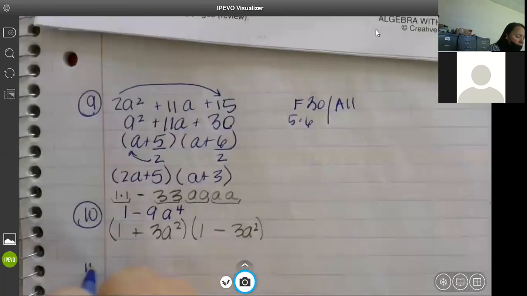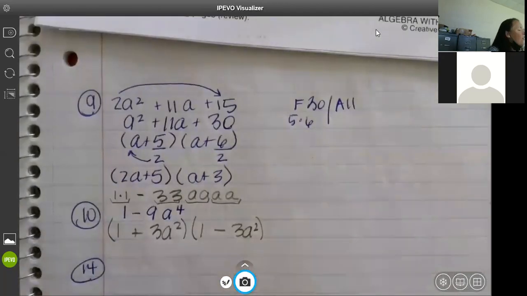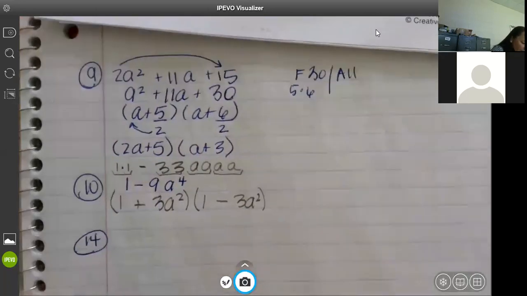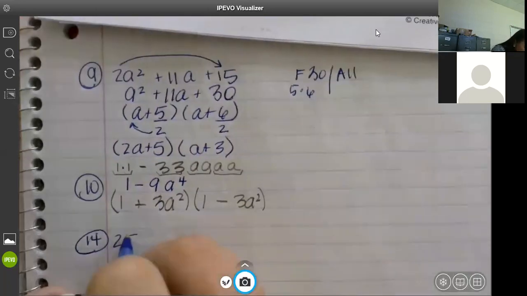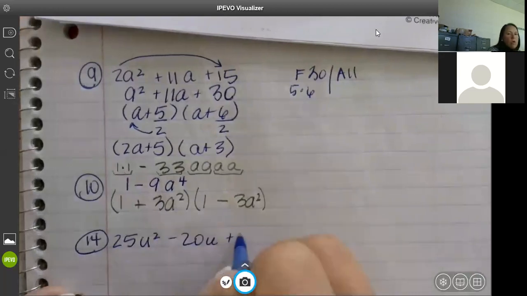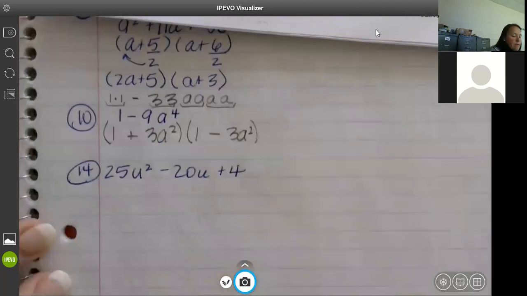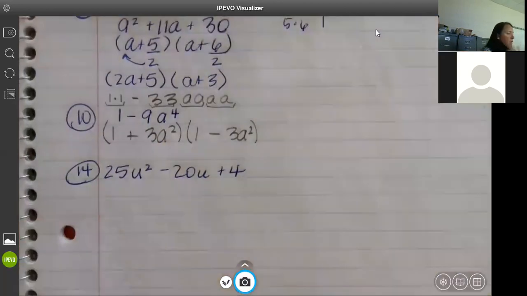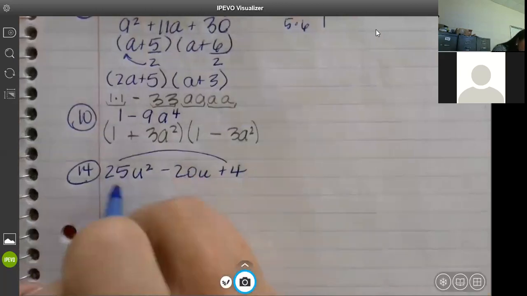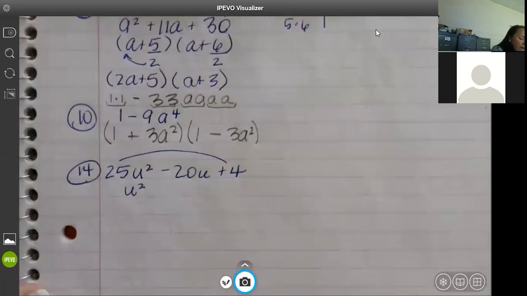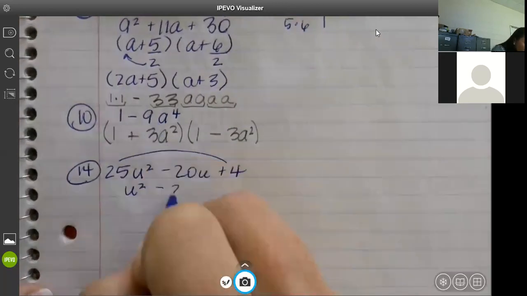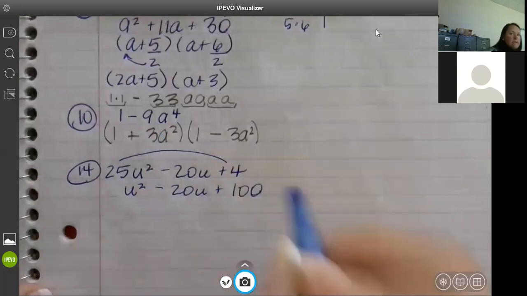All right, so we're going to go over 14. And again, just because they're larger numbers, 25u squared minus 20u plus 4. There's no GCF, I'm telling you already, so just don't even do that step when you do your homework on this page. There's no GCF, so just go straight slide and divide or cheater method. So we're going to slide this over. Oh, that's 25u squared. Okay. And then 25 times 4 is 100.